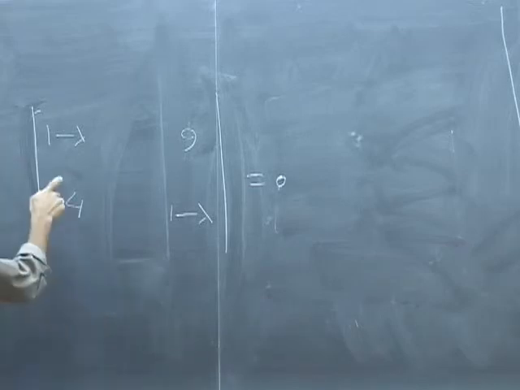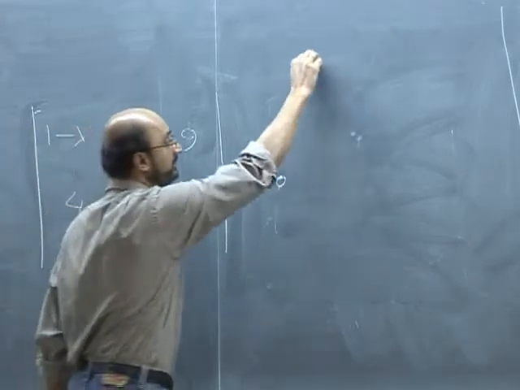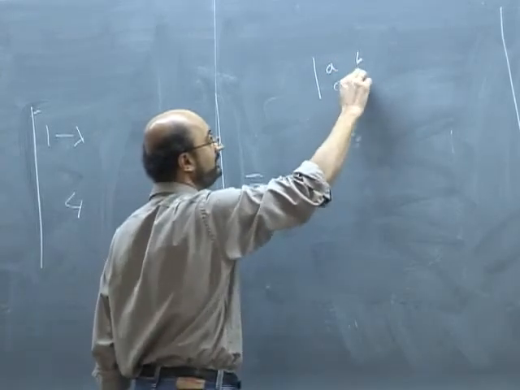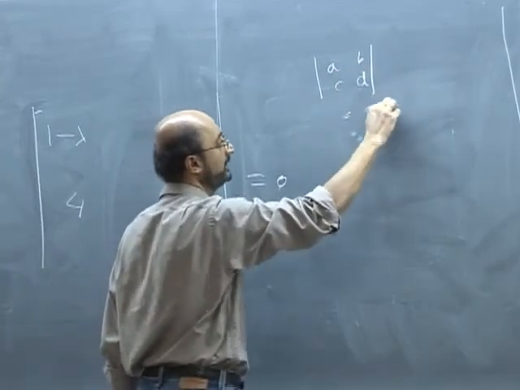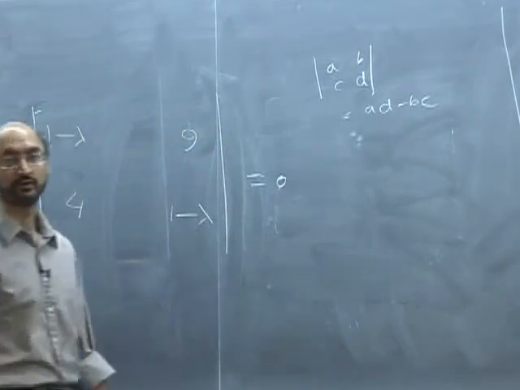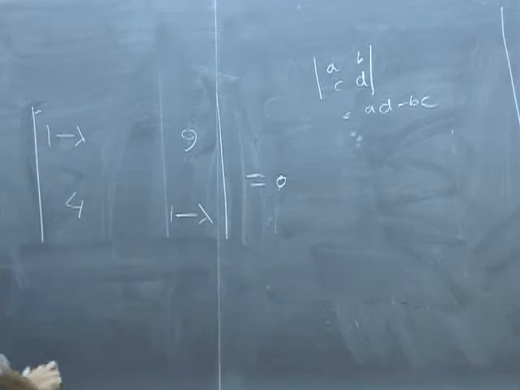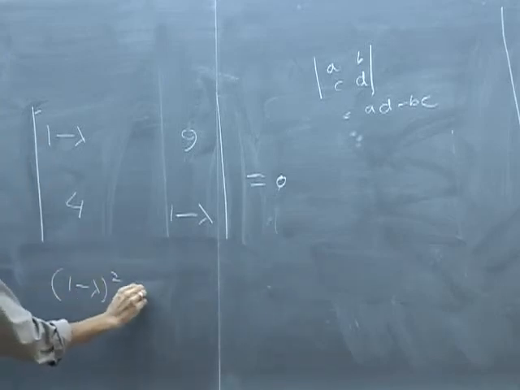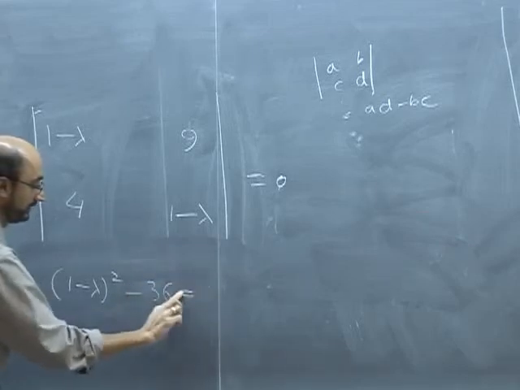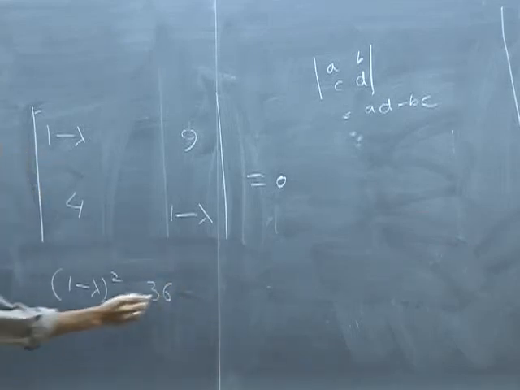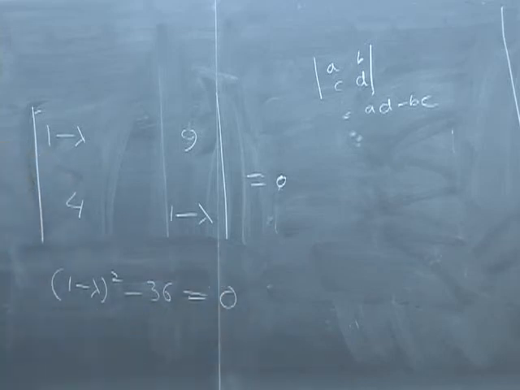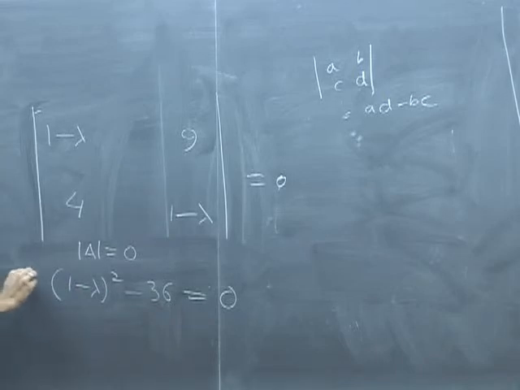We can expand this. If you remember, for a determinant of a, b, c, d, it was equal to ad minus bc. That was the definition of a 2 by 2 determinant. So if you do this, we're going to end up with this determinant, basically (1 minus lambda) squared minus 36, and this is equal to 0, because we said that determinant A equals 0.